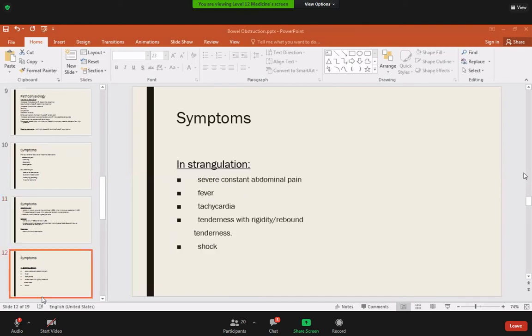When the obstruction progresses to strangulation, when the blood supply of that specific segment is obstructed, the patient who previously had a colicky pain, coming and going, now complains of severe constant pain at a specific position, and may have fever. Vitals may be deranged. The patient may have tachycardia, or tenderness with rigidity and rebound in that specific area. And sometimes, if it is associated with too much fluid and electrolyte imbalance and fluid loss, the patient may go into shock.